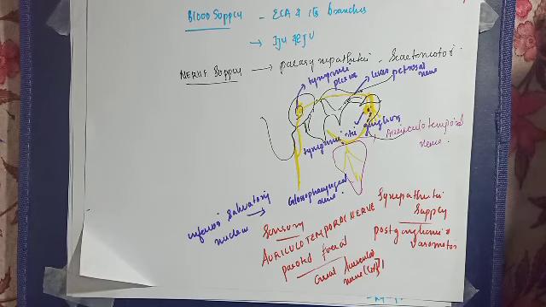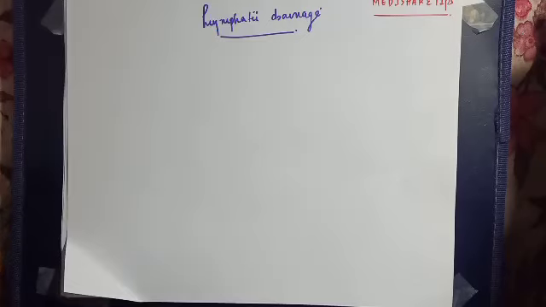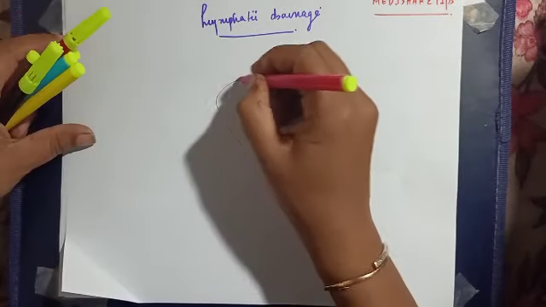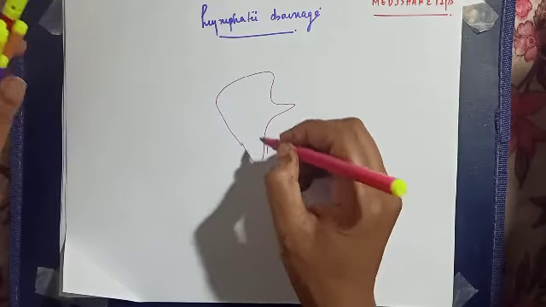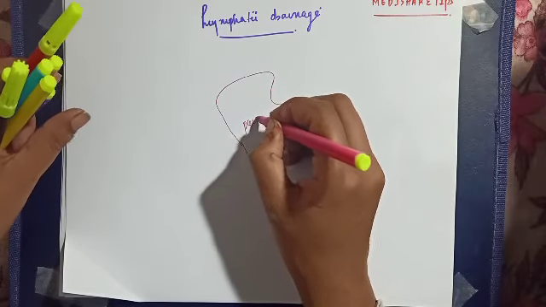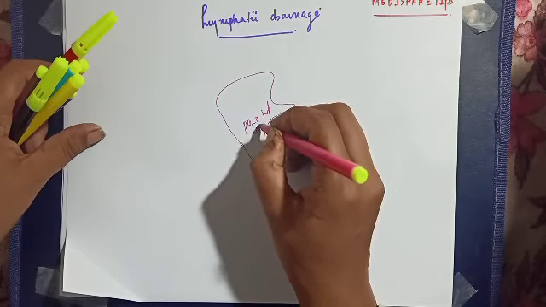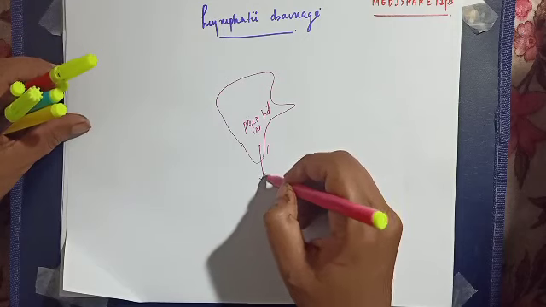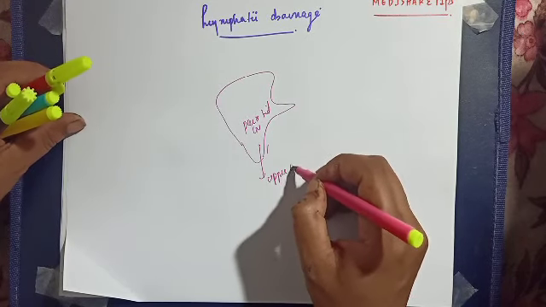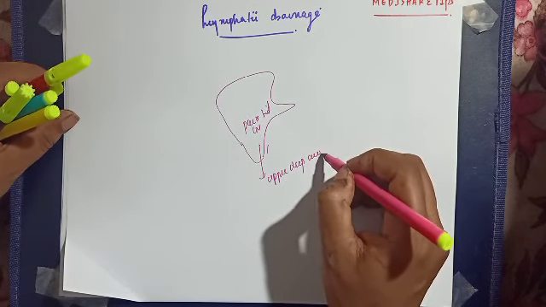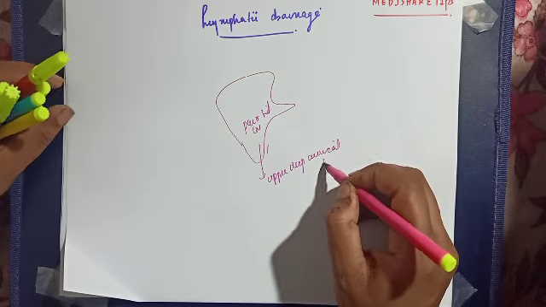Now you will see the lymphatic drainage. If this is the parotid gland, the lymphatic drainage is first to the parotid lymph nodes, and from the parotid lymph nodes it drains into the upper deep cervical lymph nodes.